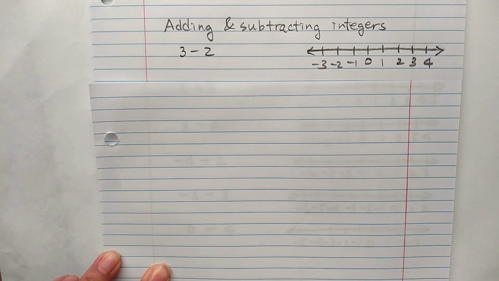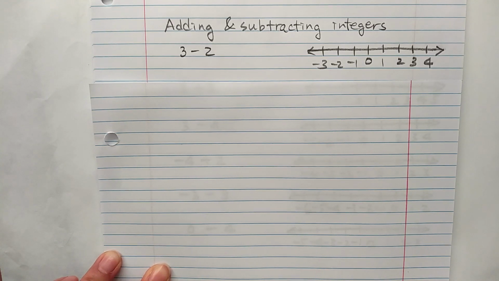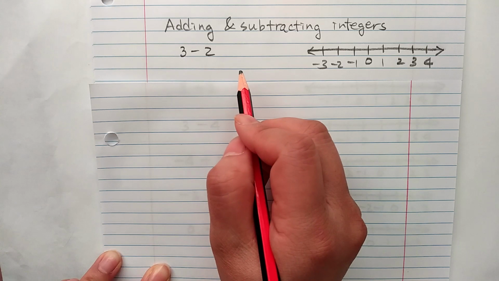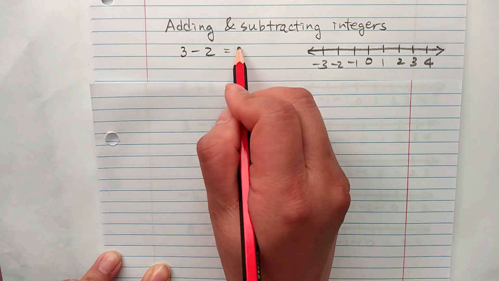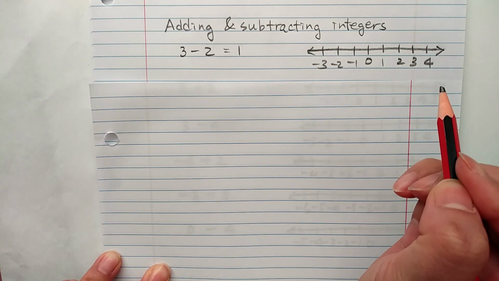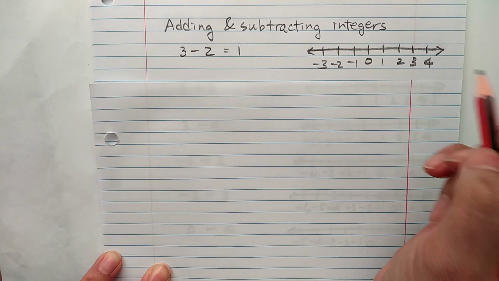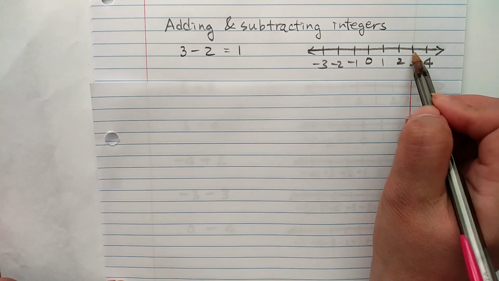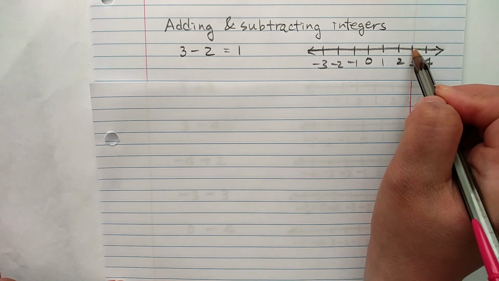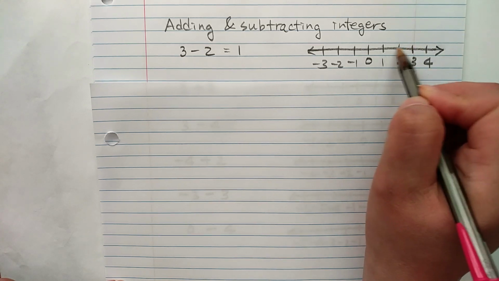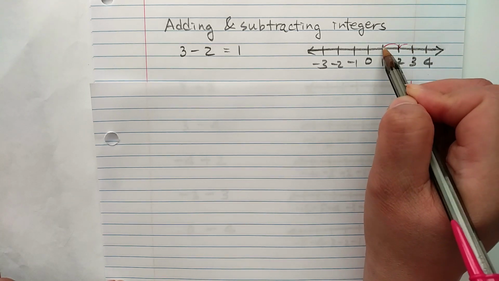Let's talk about adding and subtracting integers. What is 3 minus 2? That is 1. And let's take a look at what happened on a number line. First, you go to 3, and then you take 2 steps to the left, 1 and 2.